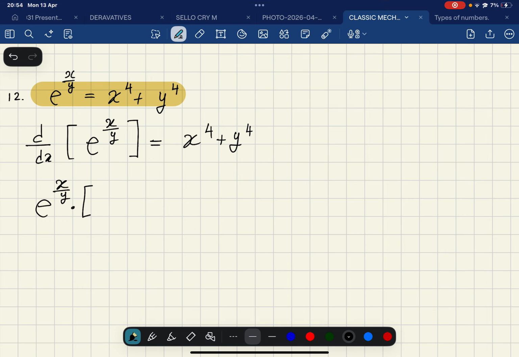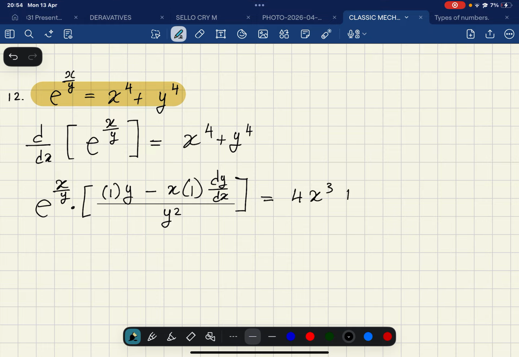So I'm going to use the quotient rule. I derive x, I get 1. I keep y, I say minus. Then I keep x, I derive y, I get 1, and I tell them I derived y with respect to x. Then I divide by y squared, which is equal to, on the right hand side, to derive x to the 4, I get 4x cubed plus 4y cubed, and I tell them I derived y with respect to x.